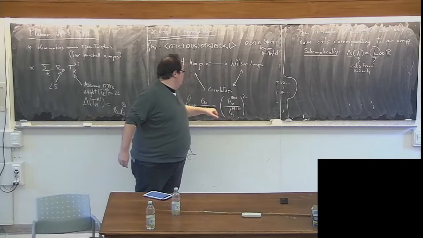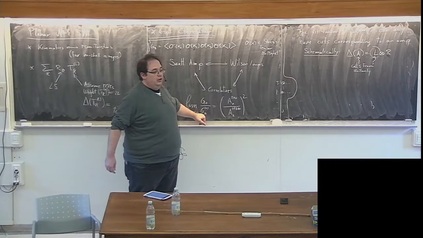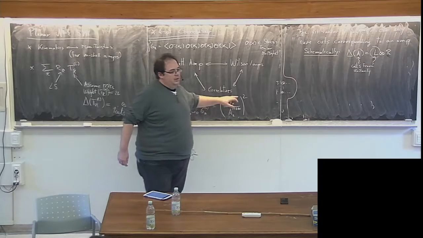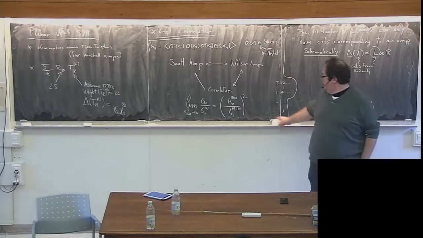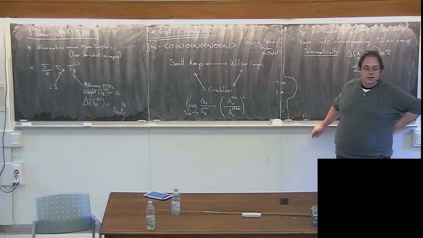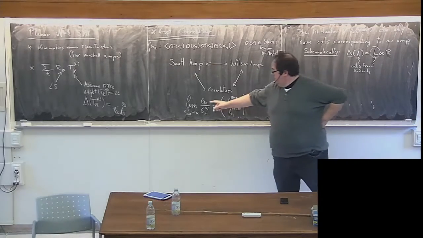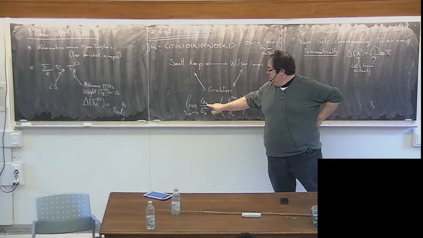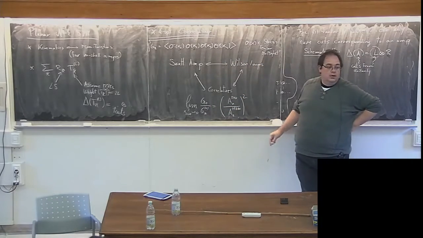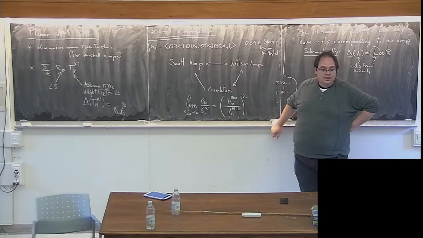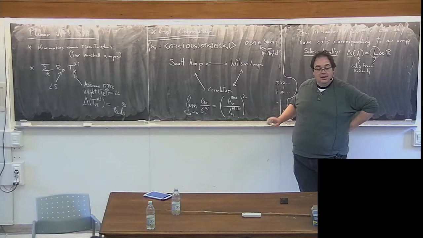I put here MHV because I look at bosonic objects. If I want to go beyond MHV, I need to supersymmetrize the picture. But the statement is that the correlator, when the neighboring points become light-like, gets the same as the amplitude.